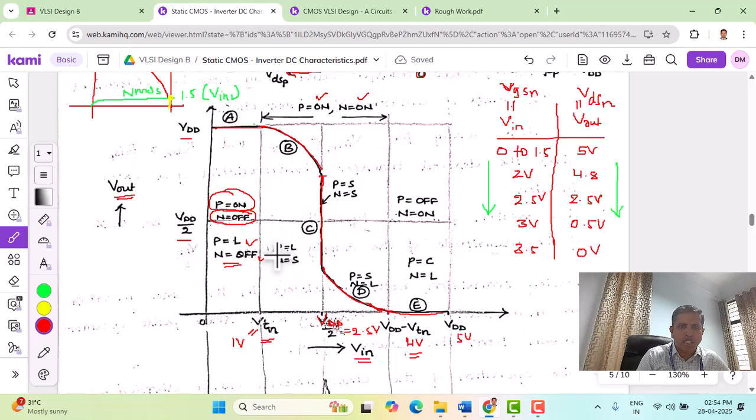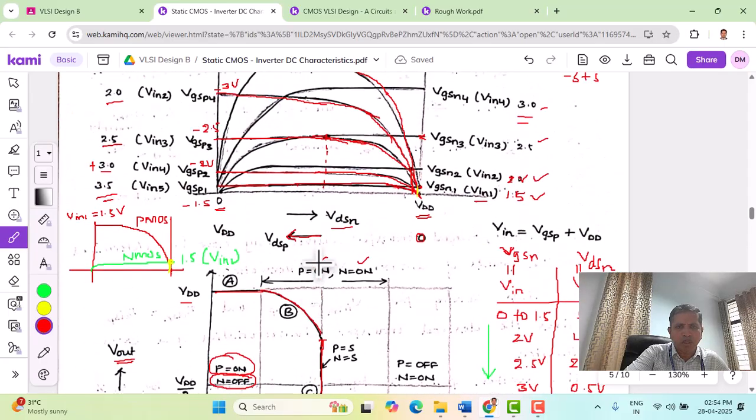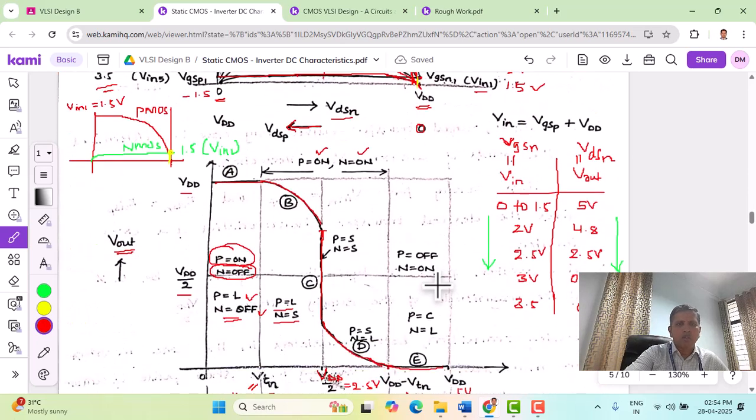In the B segment, the PMOS is in linear and the NMOS is in saturation. You can easily understand this from the curves here. In the B segment, as the input is dropping, PMOS is linear, and NMOS is in saturation. At exactly the transition, both are in saturation.